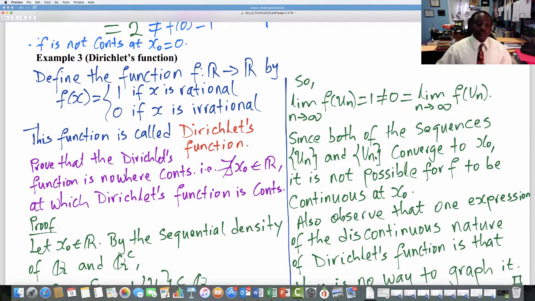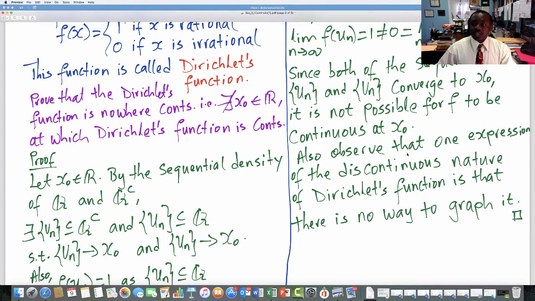And since x0 was chosen arbitrarily on the set of real numbers, we can say that f is nowhere continuous. Now also observe that one expression of the discontinuous nature of the Dirichlet function is what I've mentioned before. There is no way to graph the function because there are infinitely many real numbers between any two given real numbers, and Q and Q^C are dense in R. So this is an example of a function that is nowhere continuous.